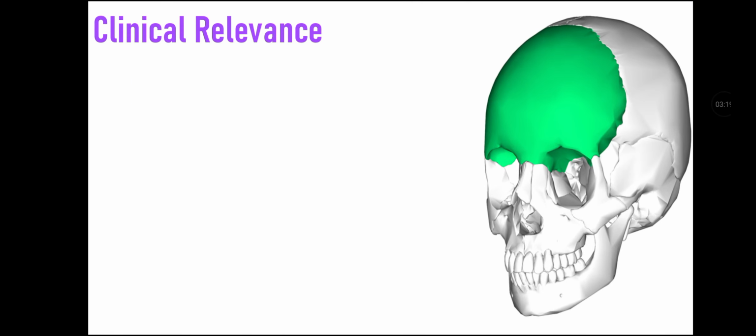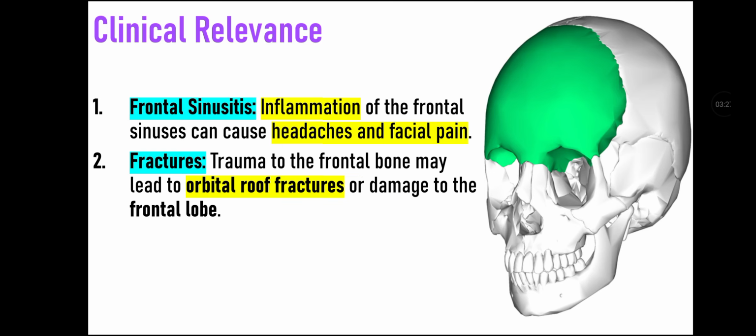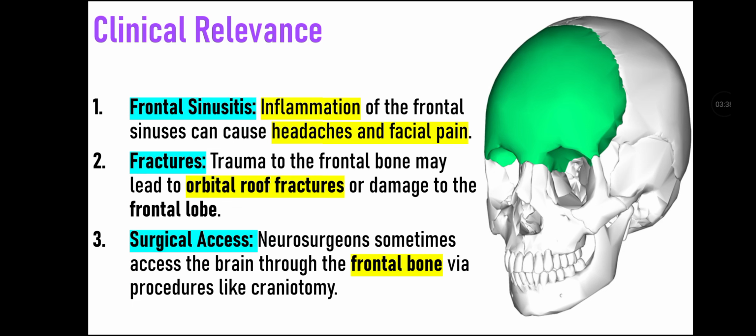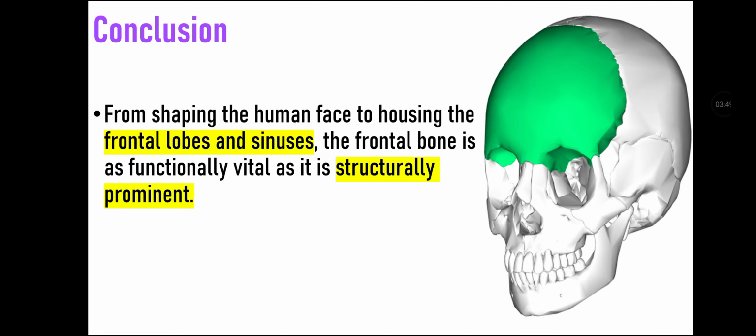Now let's talk about the clinical significance of the frontal bone. First is frontal sinusitis, that is inflammation of the frontal sinuses that can cause headache and facial pain. Next is fracture, that is trauma to the frontal bone, which may lead to an orbital roof fracture or damage to the frontal lobe. The next significance is surgical access, as neurosurgeons sometimes access the brain through the frontal bone for procedures like craniotomy.